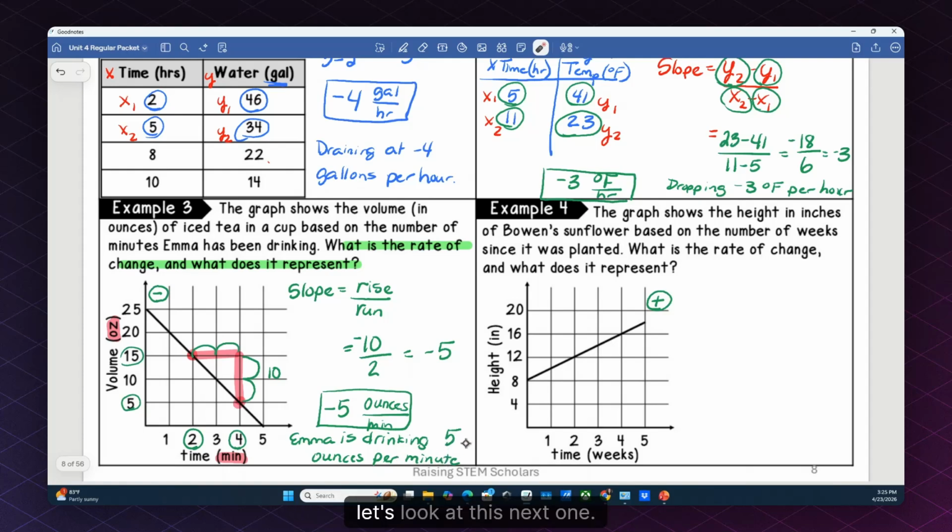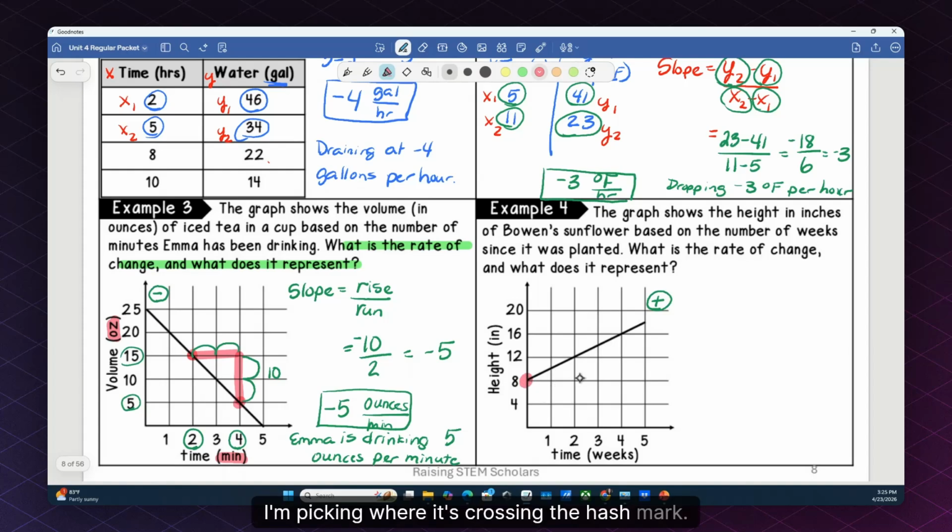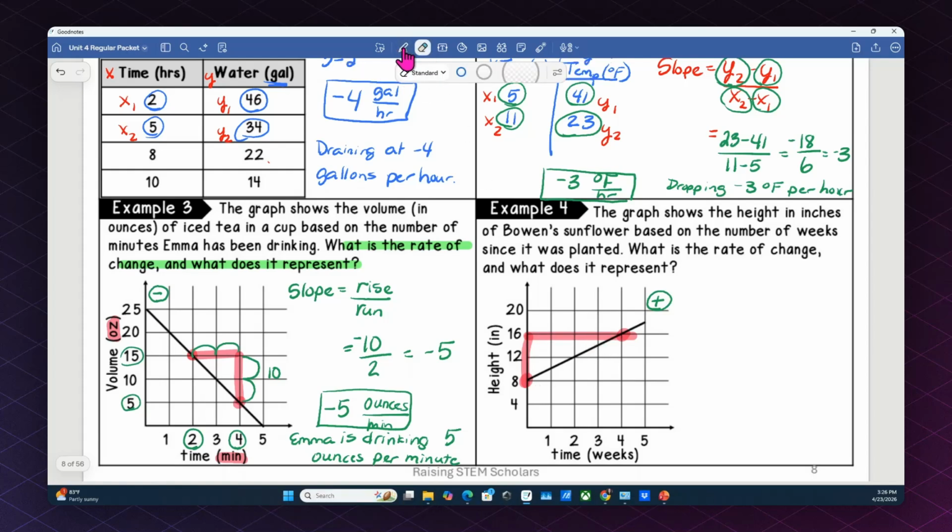All right, let's look at this next one. So we've got this guy. I'm just going to pick a point. I'm going to pick here. That looks as good a point as any. I'm picking where it's crossing the hash mark. Notice I'm not picking here because that would be more difficult to interpret. I mean, it's between 12 and 16 and you're like, oh, it's probably 14. You're probably right, but it would be much easier to pick this as my point, right? Because it crosses that hash mark exactly. So I'm just going to go ahead and erase this one.